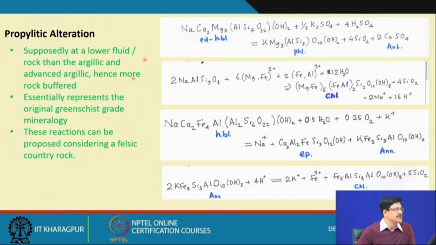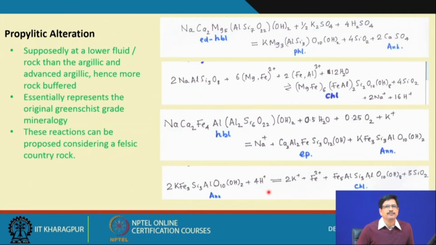So the propylitic alteration zone is characterized by the presence of biotite and epidote. Hornblende can get altered to phlogopite as we saw before, or a phlogopite kind of biotite can be hydrolyzed to give rise to chlorite. The combination of such reactions will give rise to a situation where epidote and chlorite are dominant in this alteration zone, which is characteristic of the propylitic alteration zone.